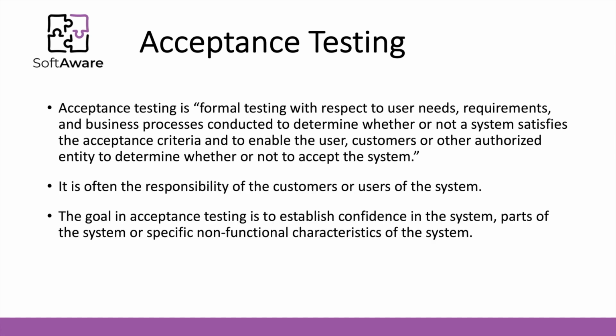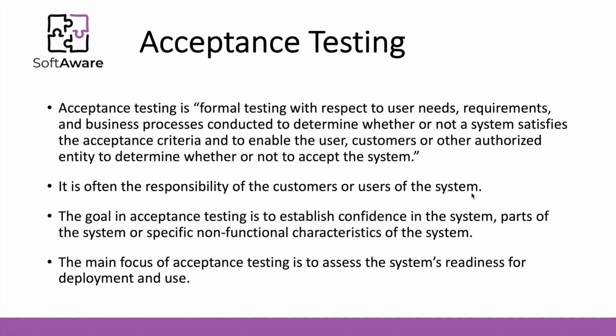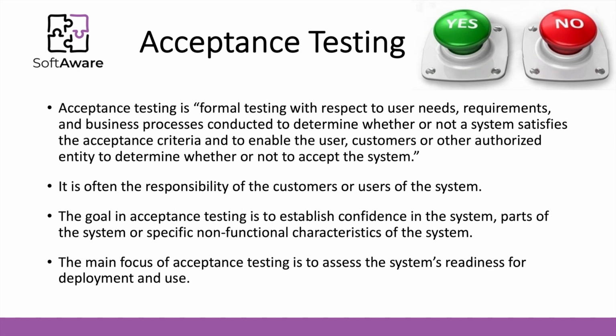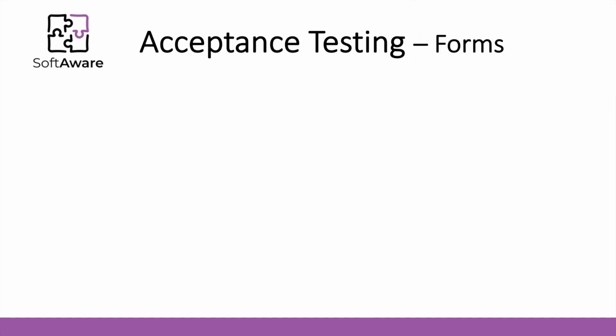The goal in acceptance testing is to establish confidence in the system, parts of the system, or specific non-functional characteristics of the system. The main focus of acceptance testing is to assess the system's readiness for deployment and use. While finding defects is still possible, it is not the main focus in acceptance testing. Basically, it's the time where you have to say go, no go, yes or no, regarding specific functionalities of the system or the entire system to be deployed.